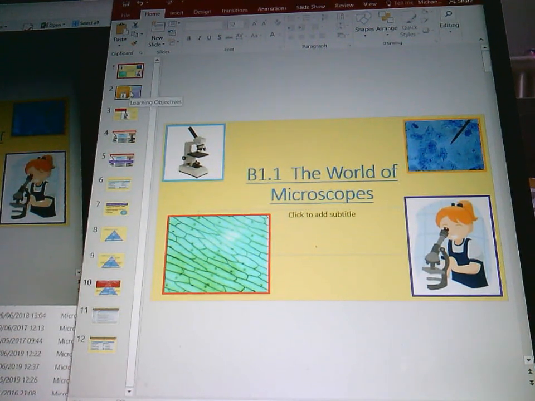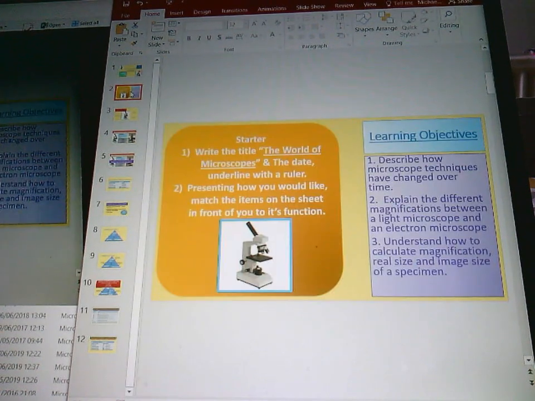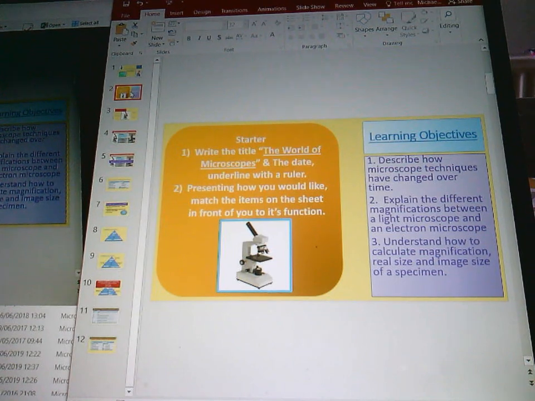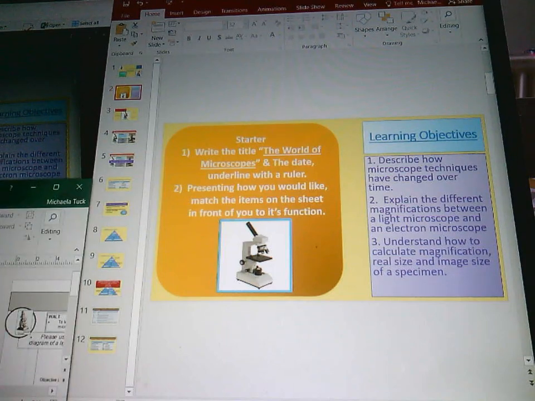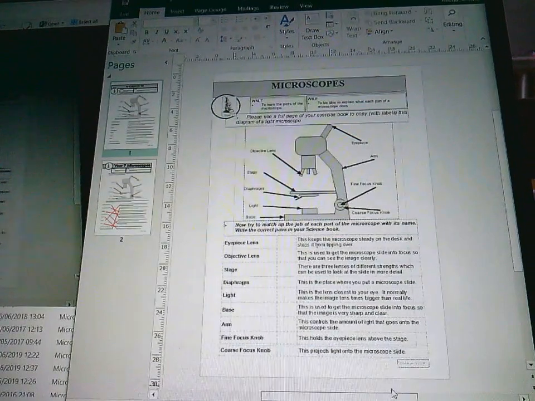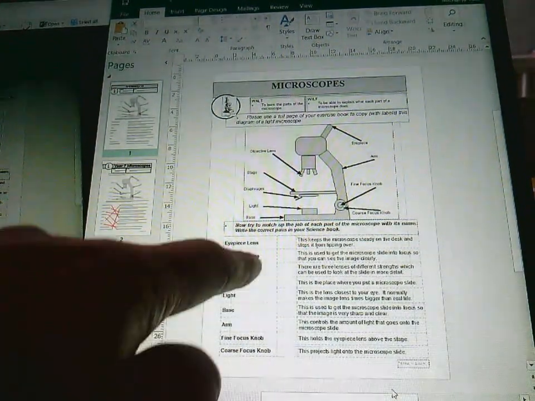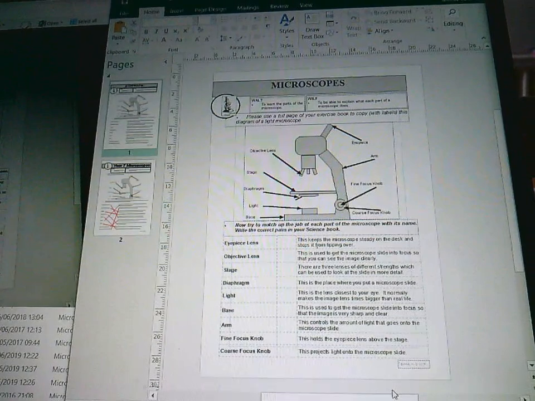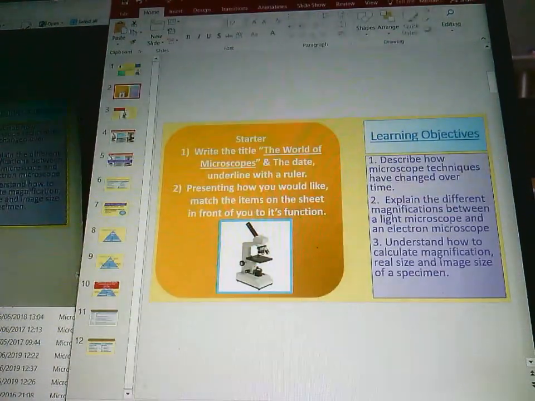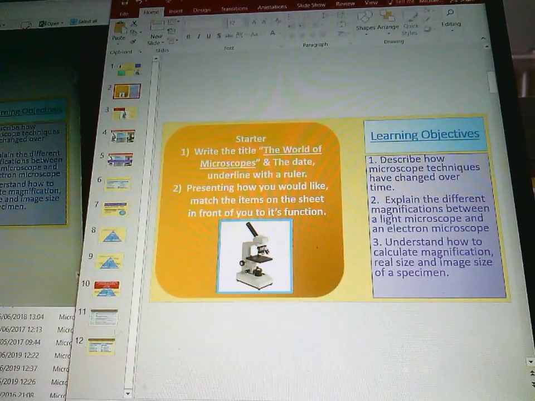Right, so the title for today's lesson would be The World of the Microscopes. And the first thing I want you to do, it says presenting how you'd like, match the items on the sheet. Now the sheet I have attached, and it's this one from Publisher. Obviously you guys haven't got the diagram, and I can print this off for you next lesson when I actually see you, that is. But all I want you to do is basically match all these different parts of the microscope to their function. So I have put the answers on the slide. So the answers are at the bottom of the PowerPoint slide down here.